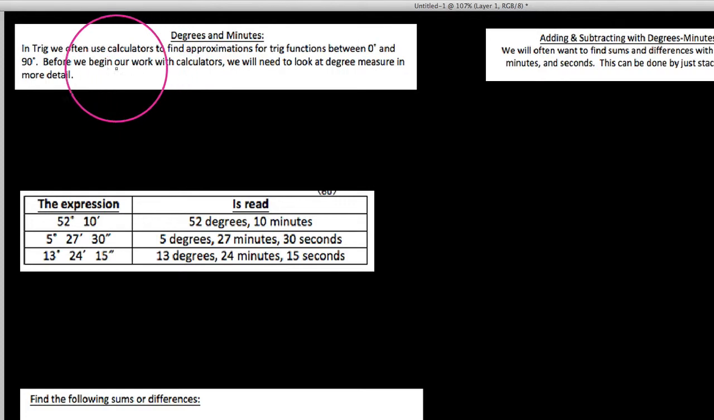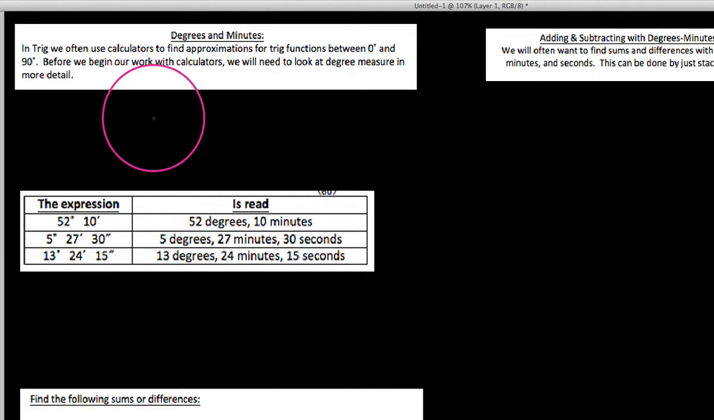Degrees, minutes, seconds is a system that's been around for quite a while, but we tend to use it with navigation, or sometimes even with satellite imagery, which I suppose would be navigation as well. But we often use calculators to find approximations for trig functions between 0 and 90 degrees. Before we do that, we're going to look at decimal degrees and degrees, minutes, seconds in more detail.